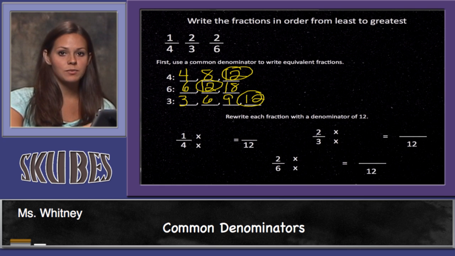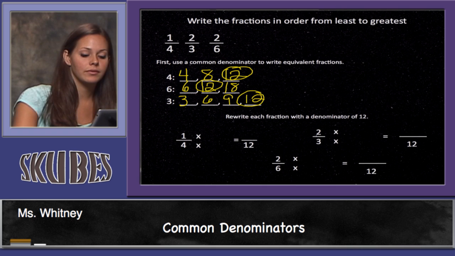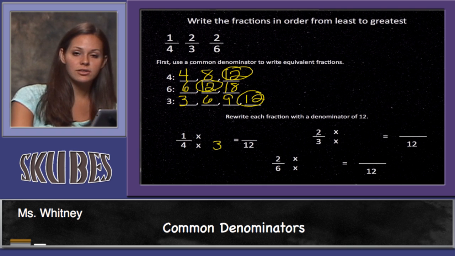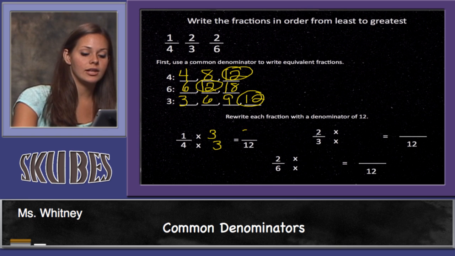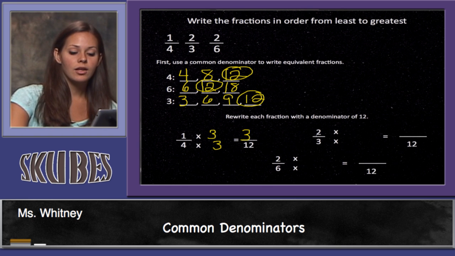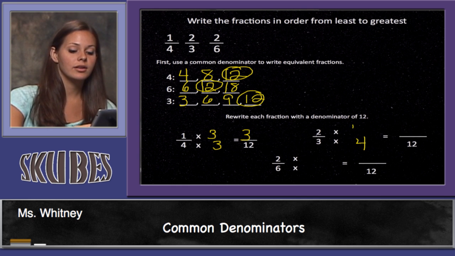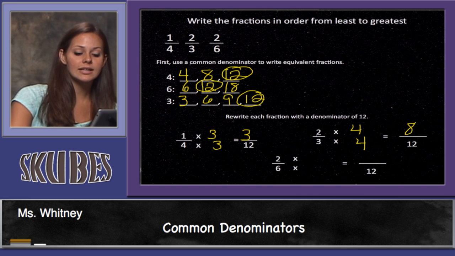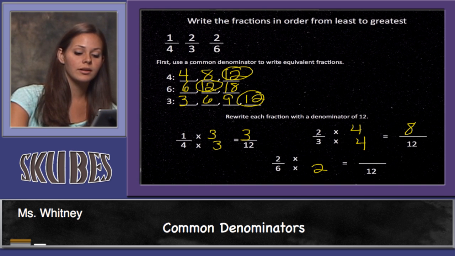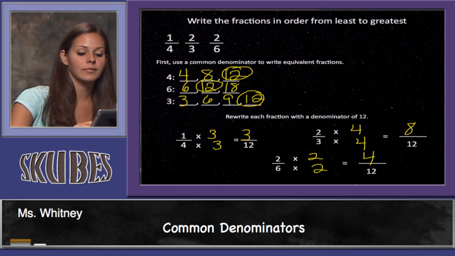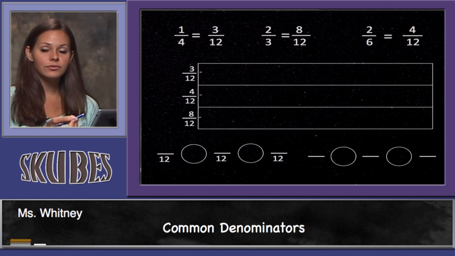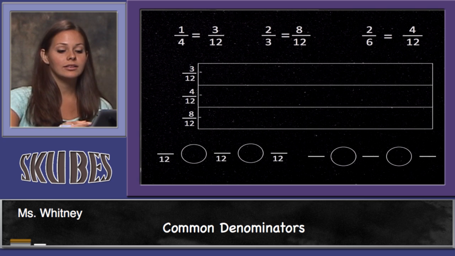Let's write each fraction with a denominator of 12. 4 times 3 equals 12. 1 times 3 equals 3. 3 times 4 equals 12. So 2 times 4 equals 8. 6 times 2 equals 12. So 2 times 2 equals 4. Now that we have written each fraction with a common denominator, let's compare.